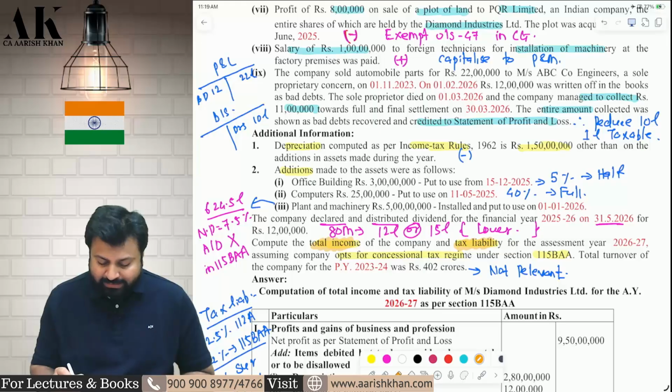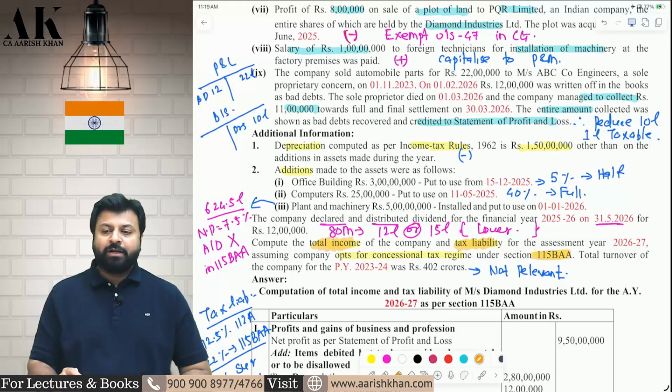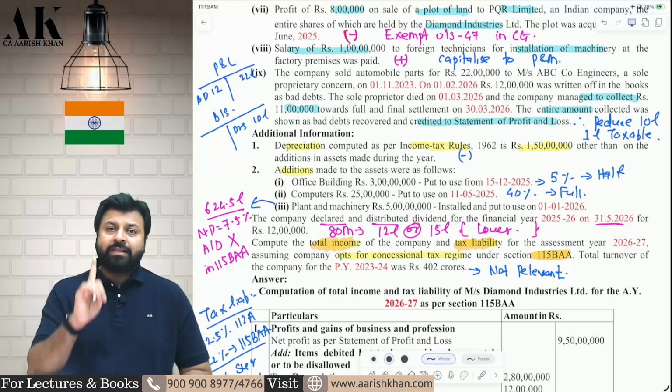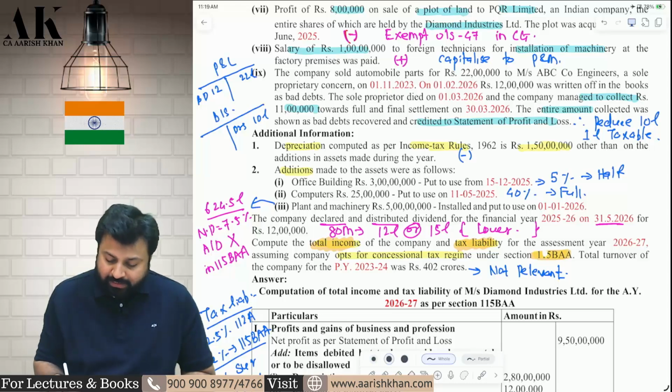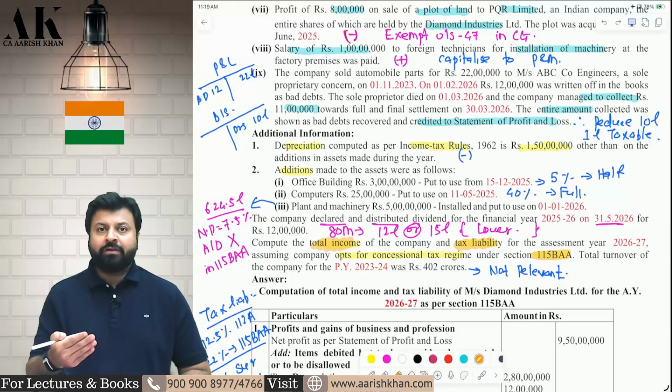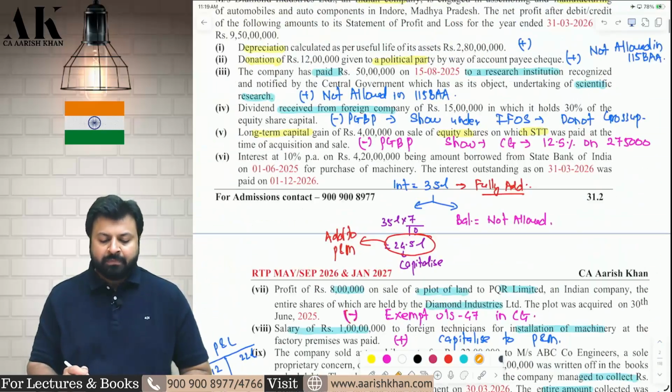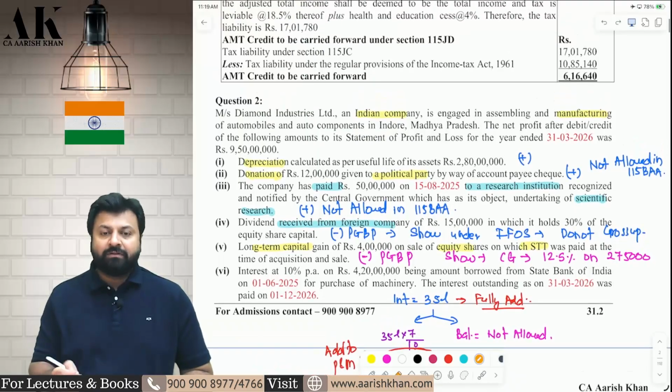They have asked to compute tax liability, and also check as per which regime they are asking. They are asking as per the new regime, 115BAA. Accordingly, answer the question. First, always read the last line to see which regime they are asking. Sometimes they put the regime in the additional information also, so be careful. So let us start with the new regime 115BAA.